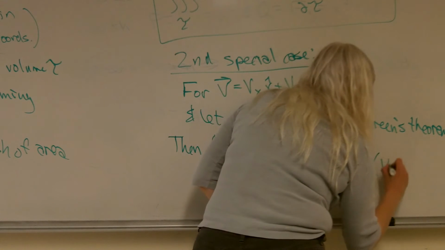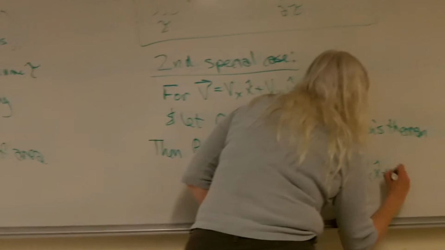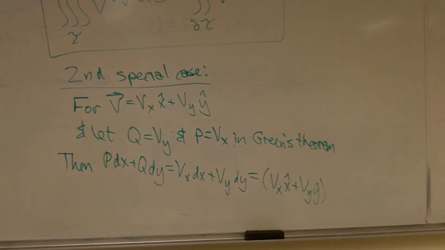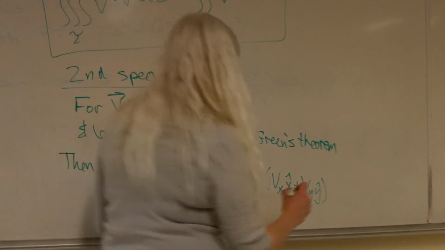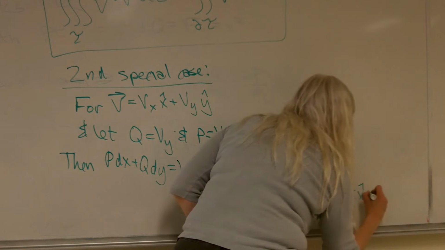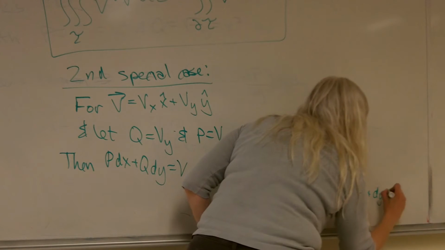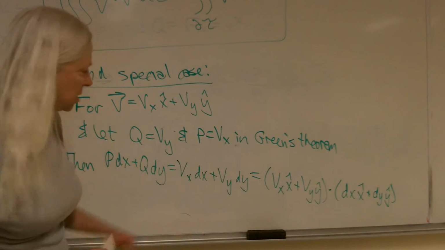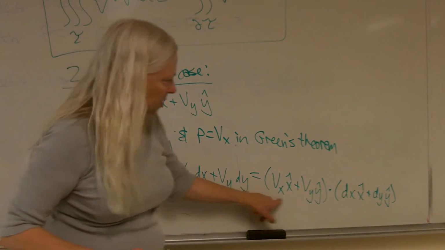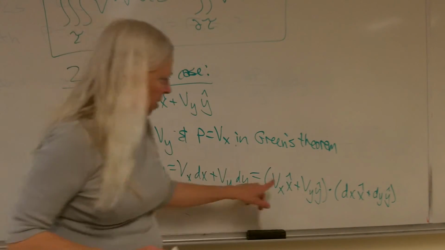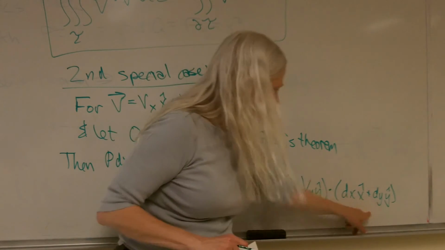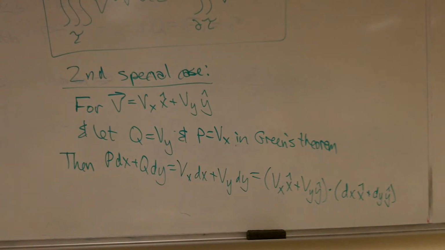We could write this as the dot product of two vectors. The first is V sub x times x hat plus V sub y times y hat. And we'll dot that into dx times x hat plus dy times y hat. Working backwards a step, you can see that this dot product will give you this result. This dotted into this gives you the first term, this dotted into this, and this dotted into this gives you 0, and this dotted into this gives you this term right here.